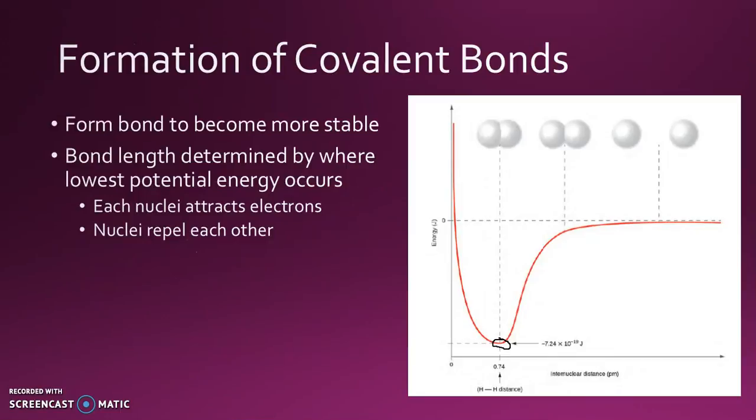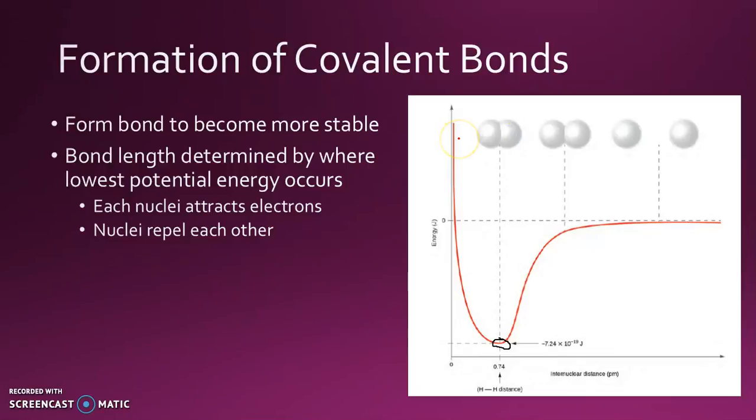When we're looking at the length of a bond in a covalent compound, we need to remember that compounds form to become more stable. So the nuclei of each atom attracts those bonding electrons, and the nuclei also repel each other. So here we have the point of lowest energy at the bottom, and that's where the two nuclei are repelling each other the same amount that they're attracting to the electrons that are part of the bond.